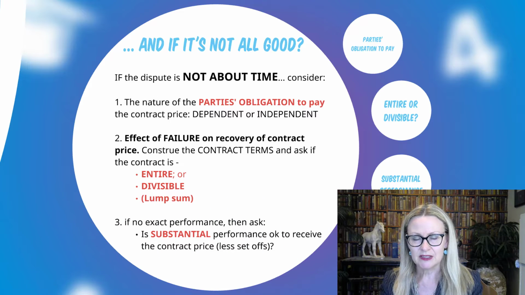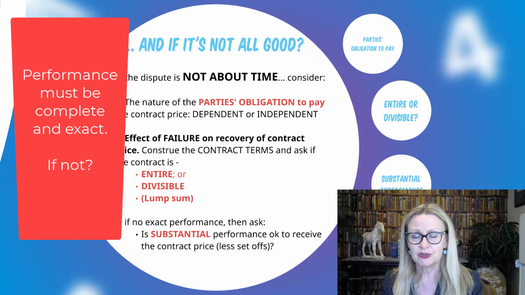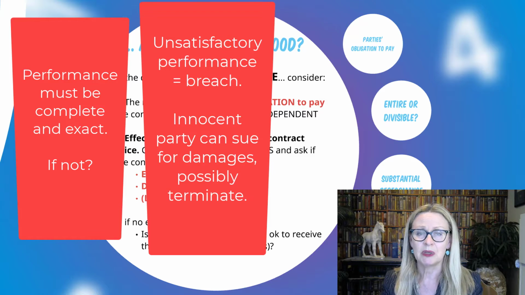The place to start this discussion is with the general proposition that performance of your contractual obligations has to be complete and exact. You have to deliver whatever it is that you promised to deliver so that the other party gets what they bargained for. It just makes sense, doesn't it? If the other party doesn't actually perform how they've said that they would perform, then there's going to be a breach and you'll be able to sue for damages, or you might even be able to terminate the contract.